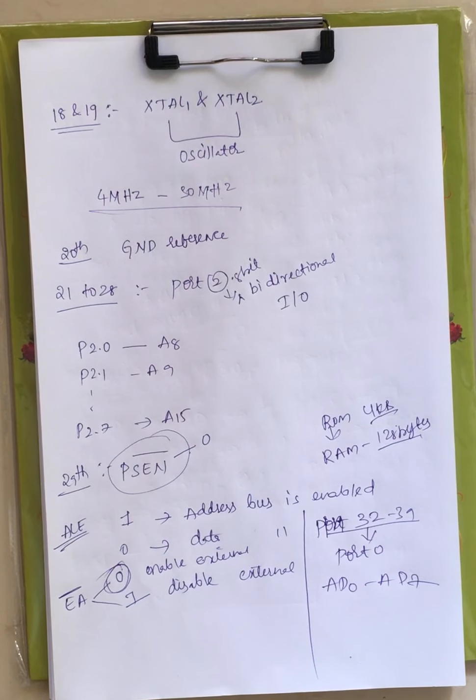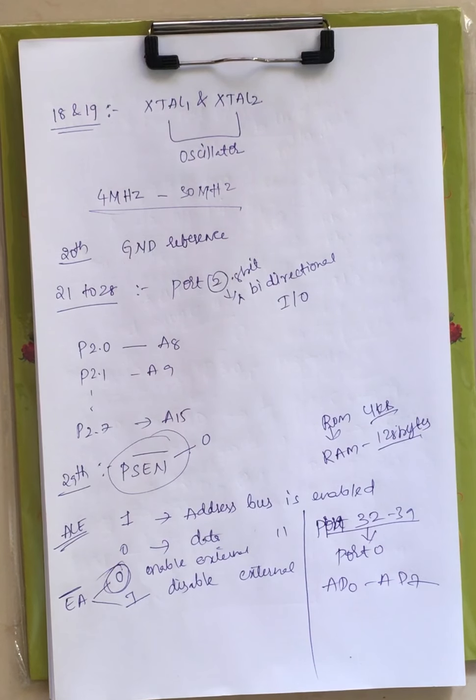program store enable. Since it is bar, it will operate for logic 0, right? Now this is used to read external program memory. When it is set to 0, you can read external program memory. When it is set to 1, you can't read external program memory, right? Next we have address latch enable.